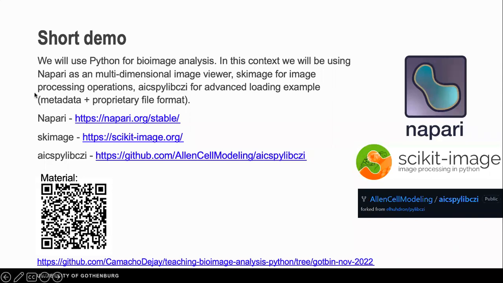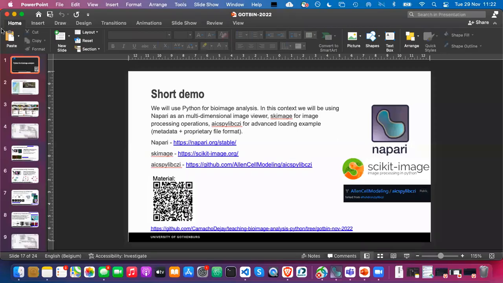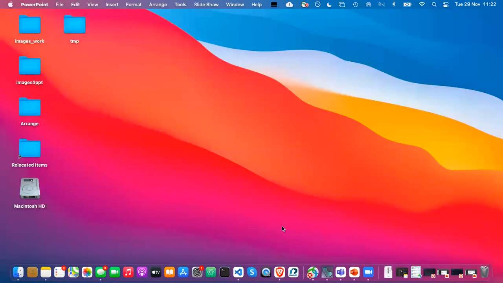Then I'm going to show a quick example of what happens if you have a proprietary file format, so you don't have just TIFF. How do you do it? I'm going to show one with the CZI format, which is the one from Carl Zeiss microscopes. Again, all the information is available on the GitHub page. So let me try to slowly move there.